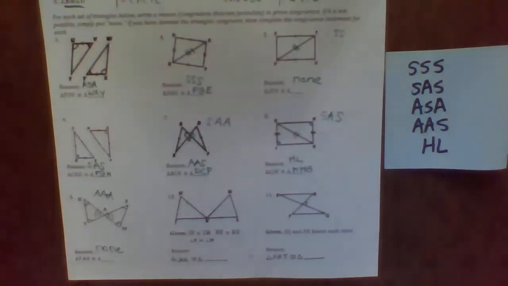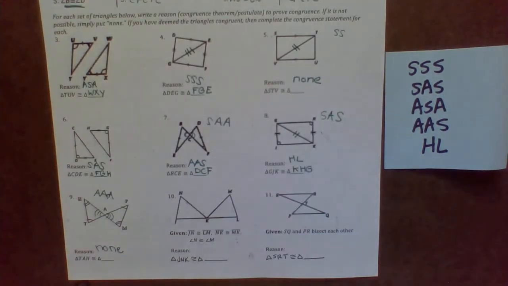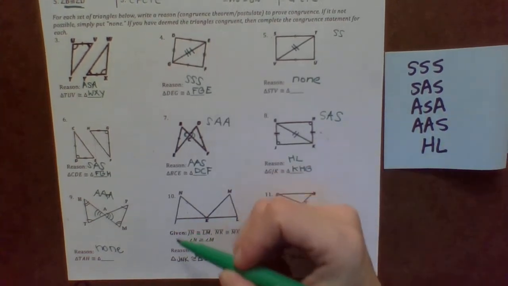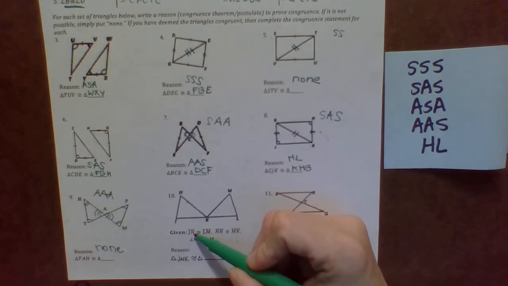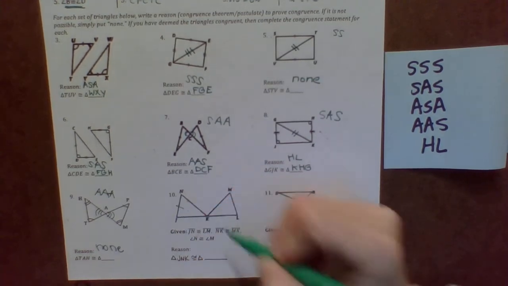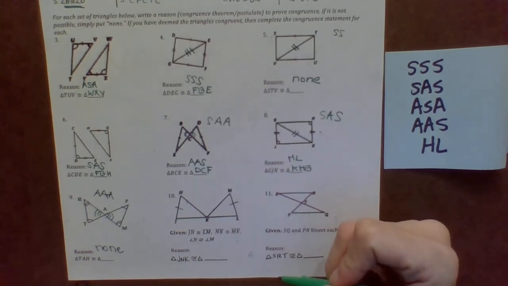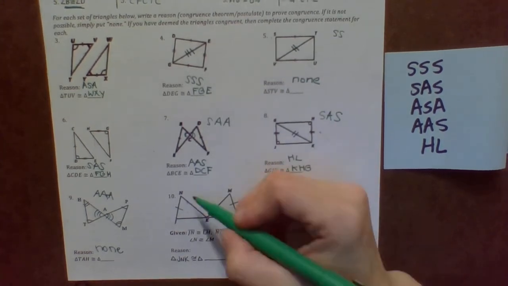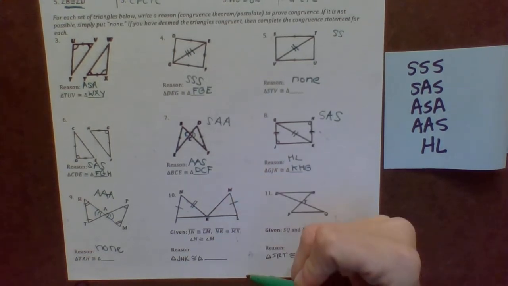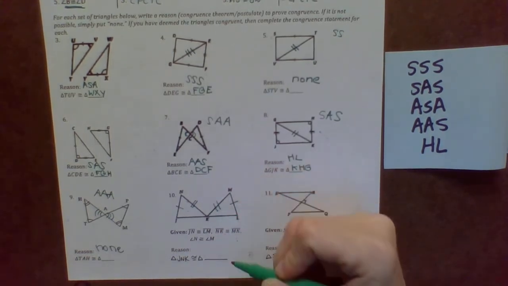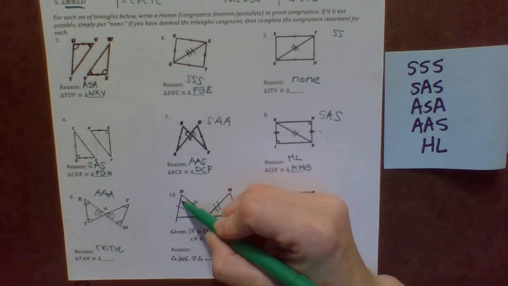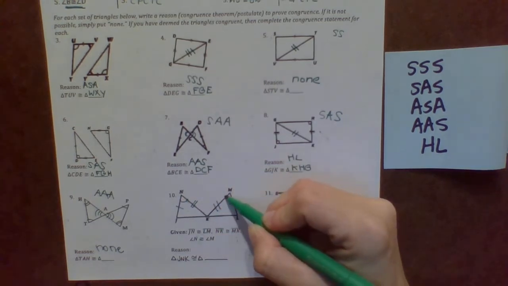The last couple, instead of showing us the information drawn on the triangles themselves, they list the information for us. So we're going to have to fill in the blanks, so to speak. It says segment JN is congruent to segment LM. So let's mark those. Then it says segment NK is congruent to segment MK. And then it says angle N is congruent to angle M.